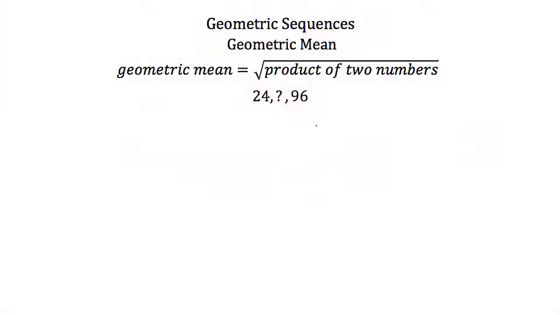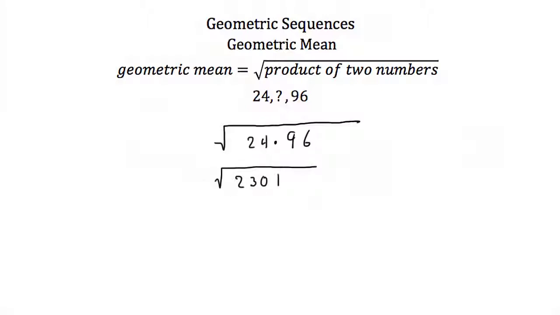So let's practice this again. Here we have 24, a missing term, and 96. Well, the geometric mean tells us that if we want to find this term, we take the terms that are on both sides of it, 24 and 96, and we multiply them together, and then we take the square root of that multiplication. Now 24 times 96 is 2,304. If you take the square root of 2,304, you'll get 48.